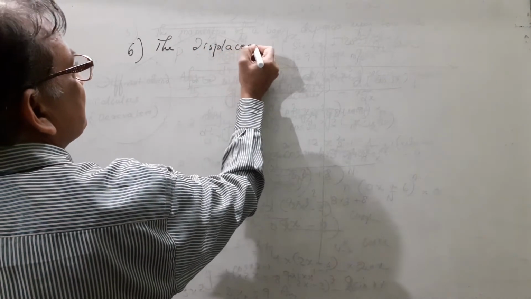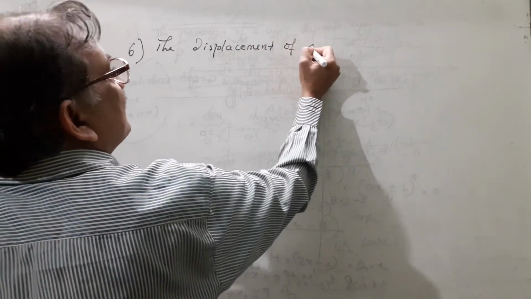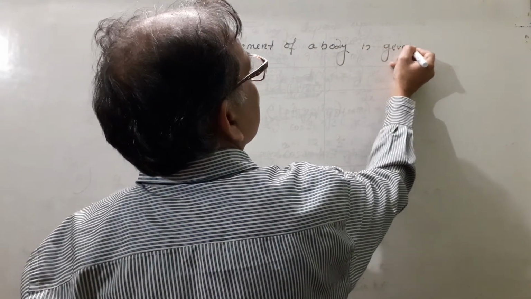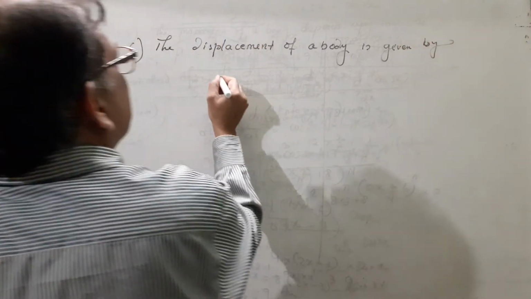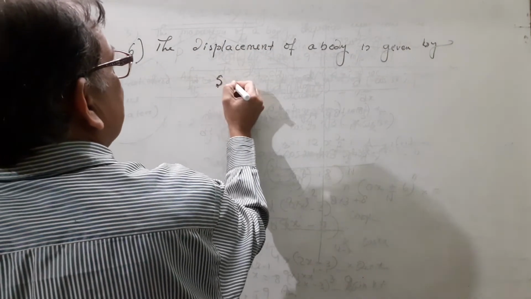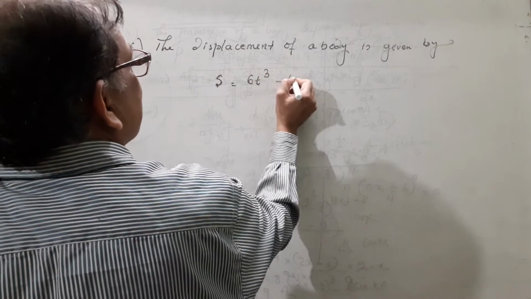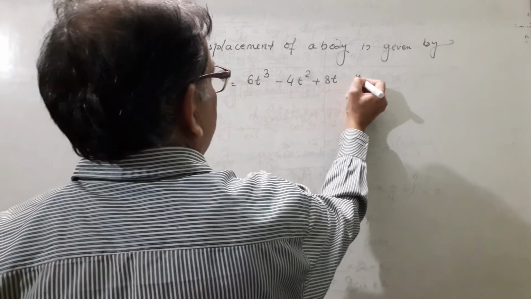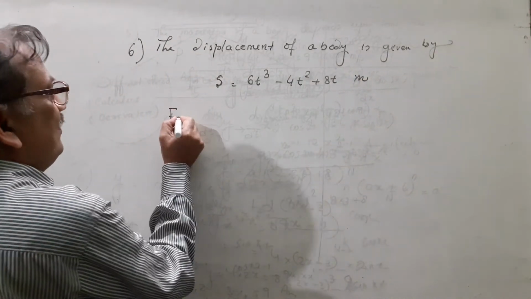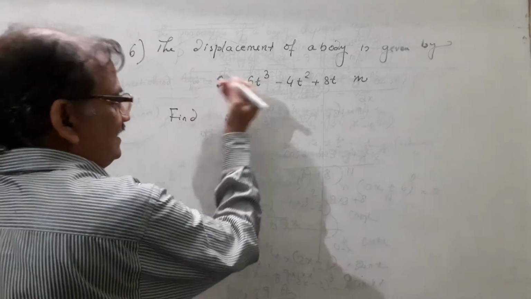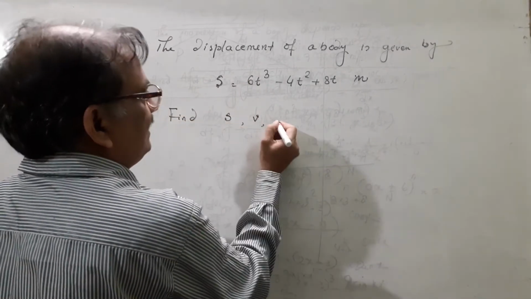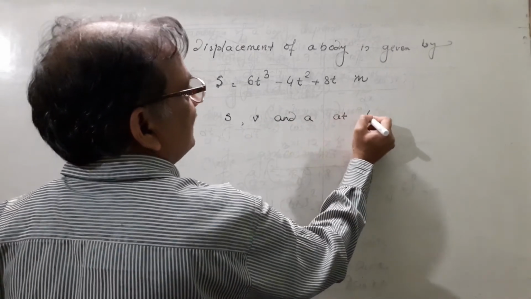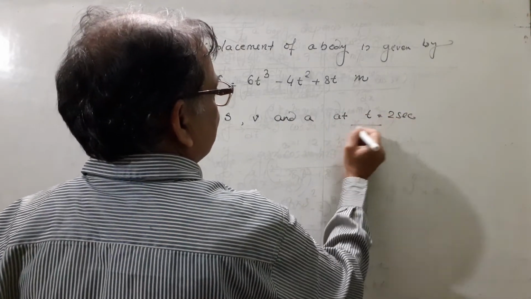Displacement of a body is given by, displacement stands for S, is equal to 6t cube minus 4t square plus 8t. Displacement means the unit will be meter. Okay. Then find S for displacement, V for velocity and acceleration at time t equal to 2 seconds. Okay.